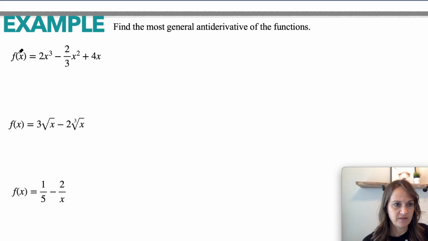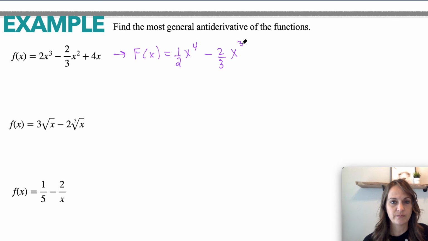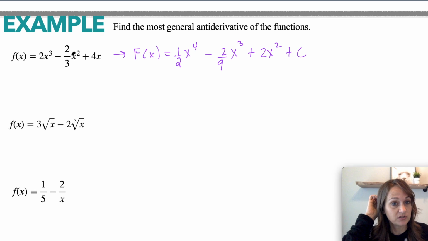Okay, so for the first one, if this is the derivative, then the antiderivative is going to be x to the 4th, but you got to divide by 4. So that is going to be a 1/2. This is going to be 2/3 x to the 3rd, but then I got to divide by 3. So therefore, that is going to become 2/9. And then 4x, that becomes x squared, which means you got to divide by 2. So that is going to give you a 2. And again, if you take the derivative of this, you can check it. Oh, don't forget the plus c. I always forget that. So 4 times 1/2 is 2, and then x to the 3rd, that worked. 3 times 2/9 gives you 2/3, which works, x squared. And then 2 times 2 is 4x, so it worked.